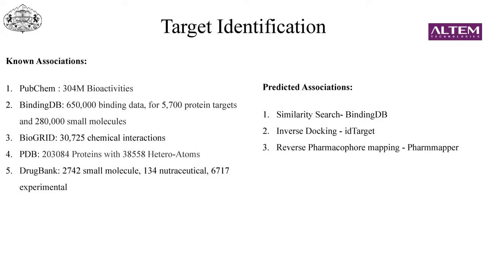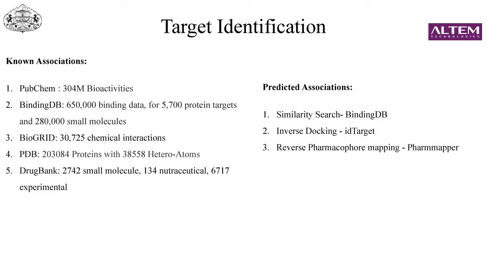Or that becomes a basis for similarity search, or you do something called inverse docking. That is, you have a small molecule and you can use tools like ID target and say, this is my small molecule, dock it against many different proteins and say who is the possible target. Or you can do something like a reverse pharmacophore mapping using a tool like PharmMapper. But I would say that what you would get from here, one has to really think twice because these would be predictions. So one has to have a very good confidence to include that in the model.